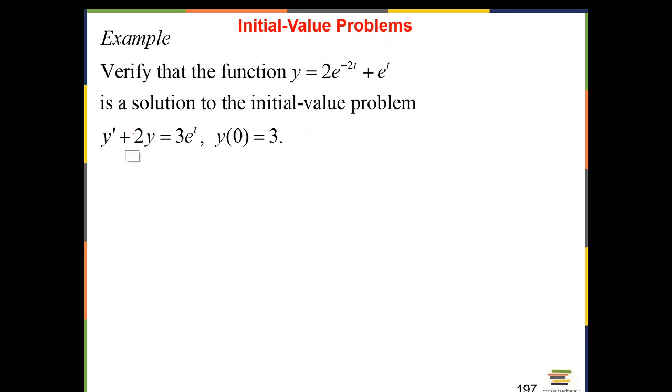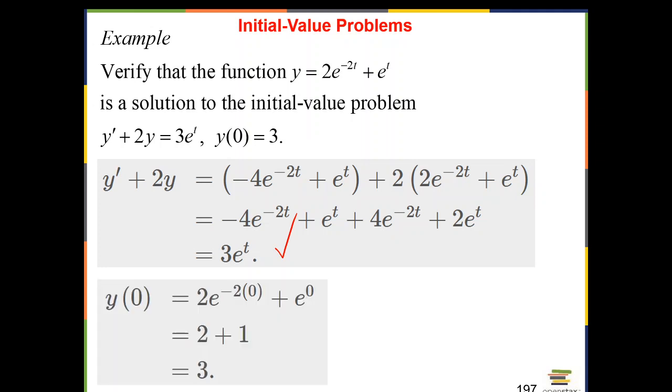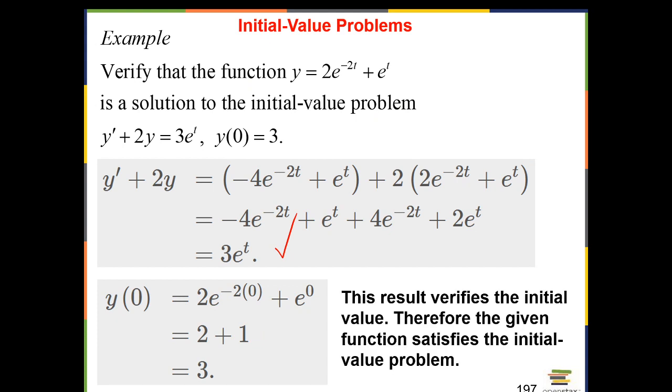Now we have to take the derivative and make sure the derivative actually works. The first derivative plus 2 times itself has to be 3e to t. And we can check that easily, right? Take the derivative plus 2 times itself. Do we get 3e to t? Yes. Again, we can stop the video and take a look at this and make sure it makes sense. And we checked that already. This result verifies the initial value, therefore the given function satisfies the initial value problem.